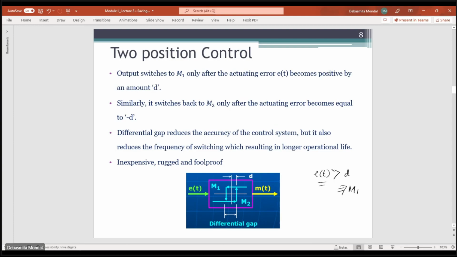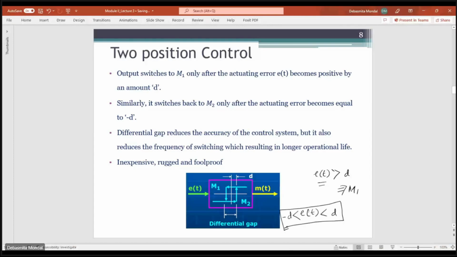This differential gap reduces the accuracy of the system, because between minus D to plus D, when the value of E(t) is less than D and greater than minus D, the controller is not providing any different control action. Whatever was there previously, it is maintaining the same state. So the accuracy of the control system is getting reduced, but at the same time the frequency of switching of the control valve is reducing. That means it will result in a longer operational life.